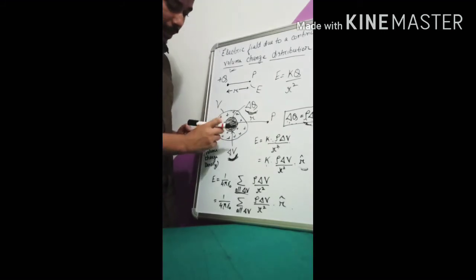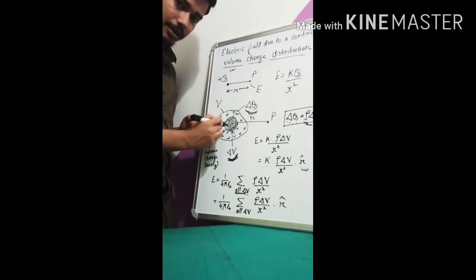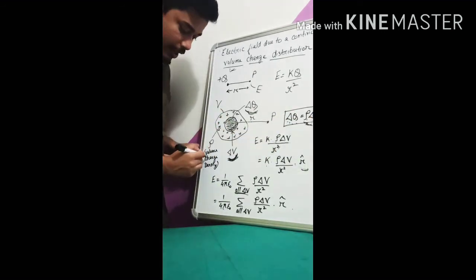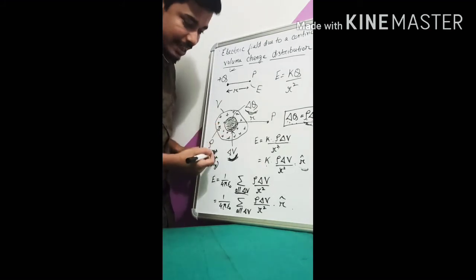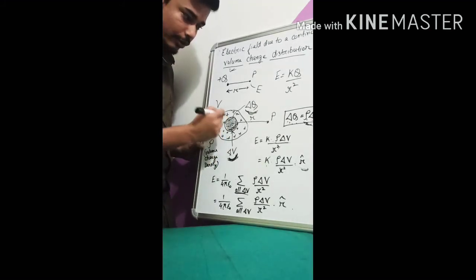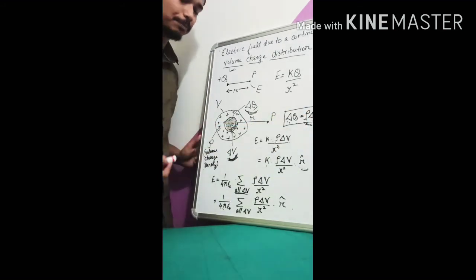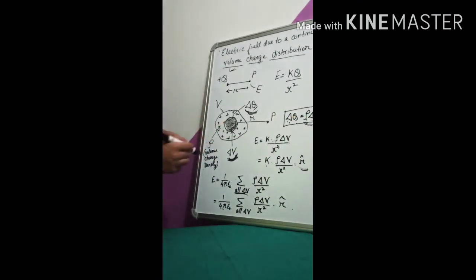Now what will be the total charge of this part of the volume? That will be equal to rho into delta V, since rho is the volume charge density and delta V is the volume. So the total charge in this small volume will be delta Q, which is equal to rho into delta V. This is the total charge present in this small volume.